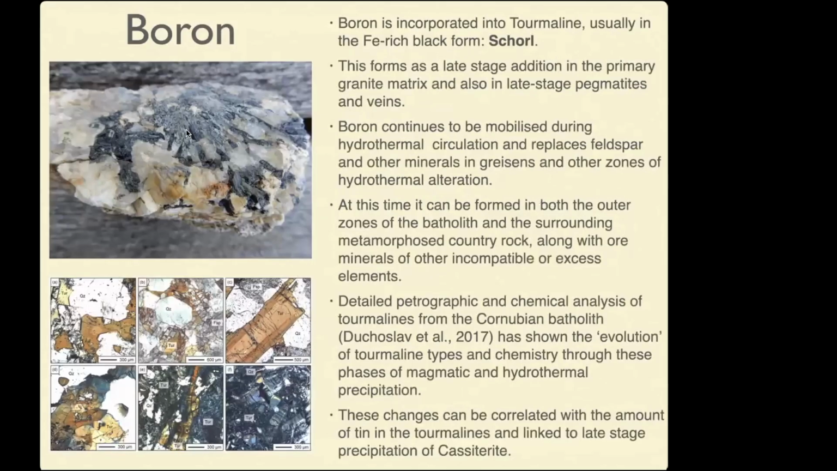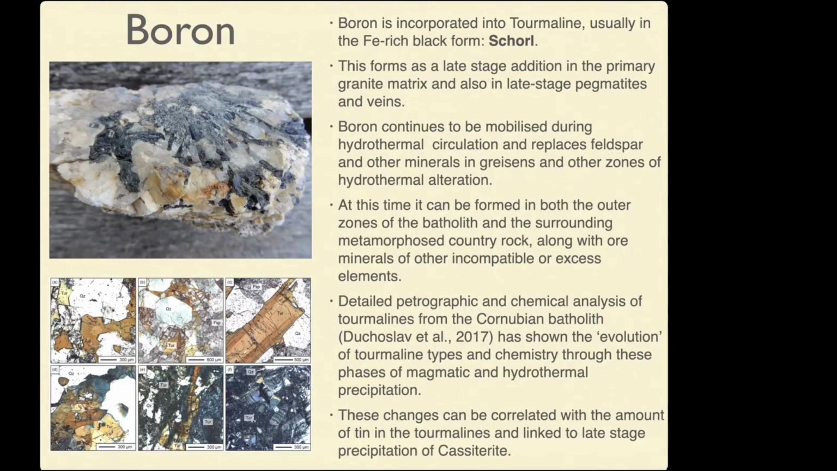So this is just a straight pick from an earlier thing about the boron problem. So this is tourmaline, okay, and this is it in thin section. I'll read through this. You don't need to read this, but it's worth listening to what it says. So boron is incorporated into tourmaline, usually in an iron-rich, black form, which is called schorl. So you may have come across that. This forms as a late-stage addition in the primary granite matrix, actually within the granite, but also in pegmatites and veins when the fluids are being ejected out from it.